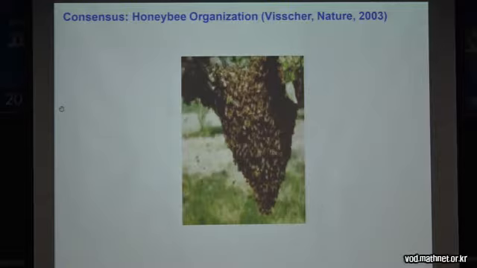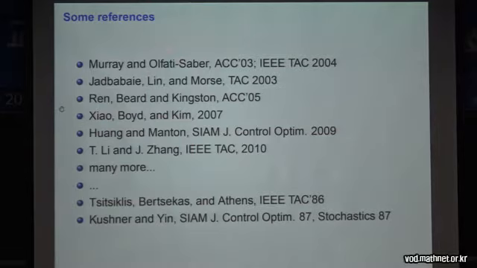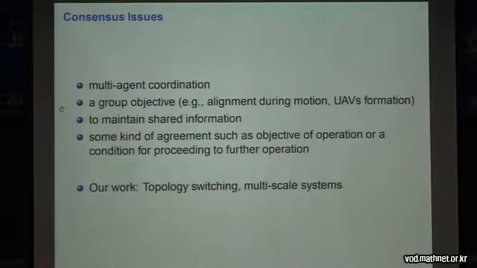All those pictures I showed before turn out to be related to a relatively interesting topic that interests many people, called consensus. Consensus is where animals or mobile agents try to do some organization or reach some agreement. So here I have a list of references just in case you are interested. Multi-agent coordination concerns a group of objects, for example, alignment during motion, or UAVs maintaining shared information, and so on.